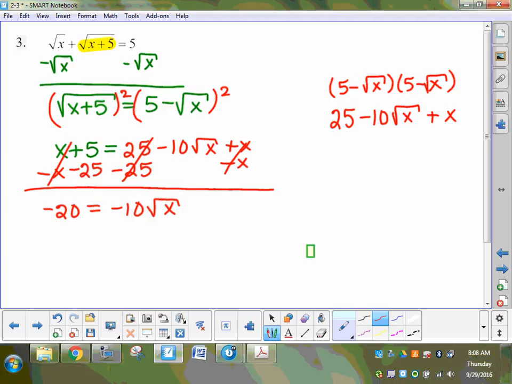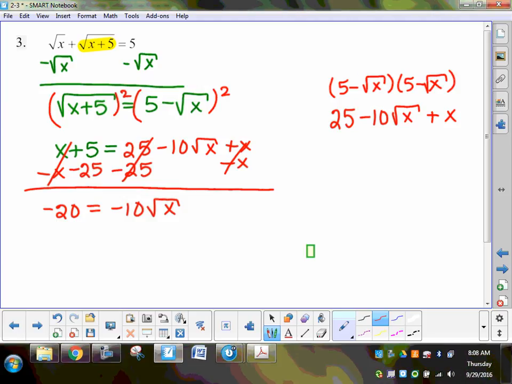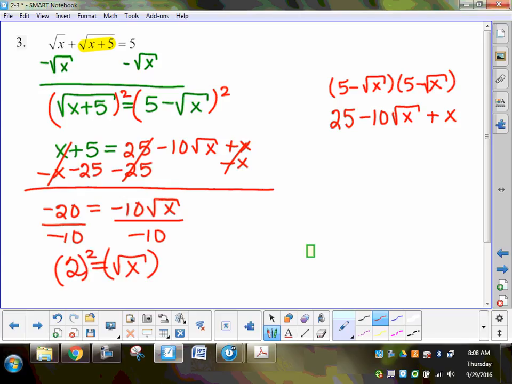Who can tell me what the next thing that we would do is? There's actually two viable paths to this answer once you get to here. You can divide both sides by -10. So you're left with 2 is equal to the square root of x. I'd square both sides and be left with 4 equals x. Before I circle it, what do I need to do? I need to check to see if it works. So go into the calculator and see, is that in fact a valid answer or not?